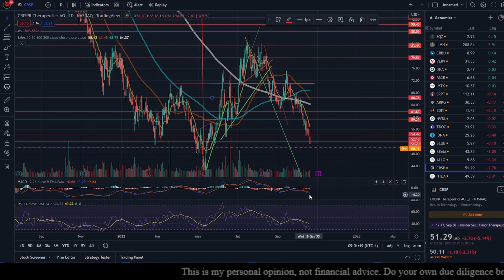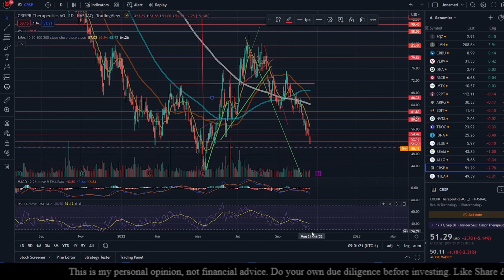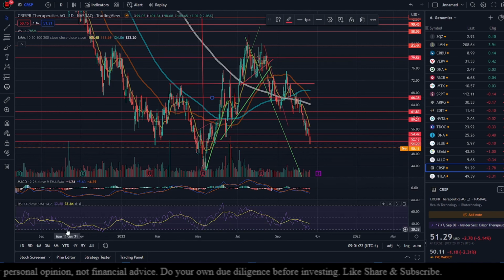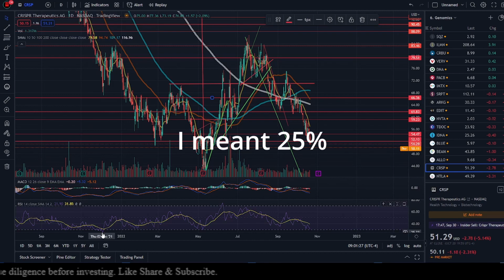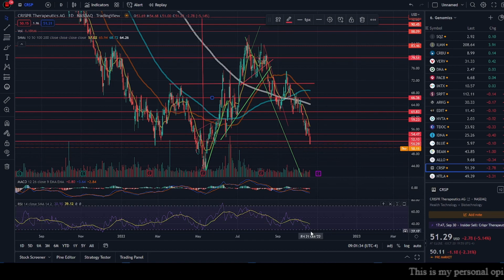And if you look at the MACD, it is bearish, and the momentum is at close to 30%. And if you look at the past of CRISPR, there was one occasion when we went to 35%. That was on 2nd of December 2021. And we could potentially make that happen.